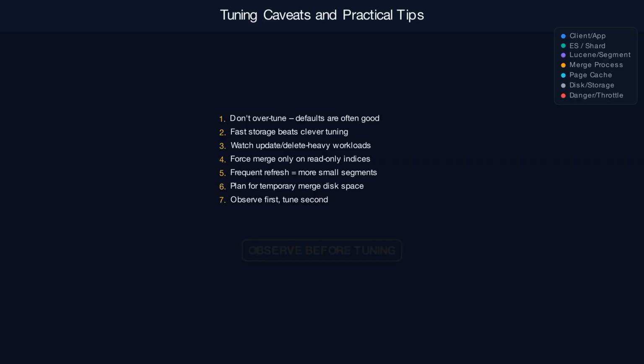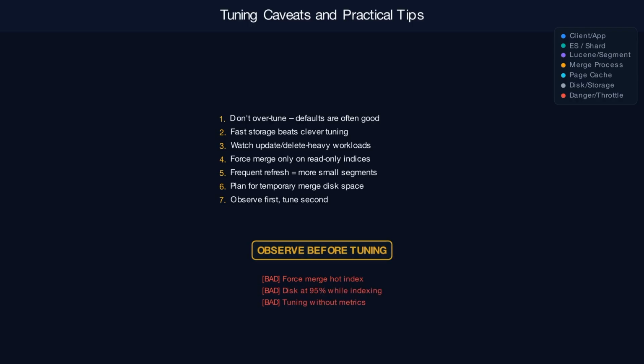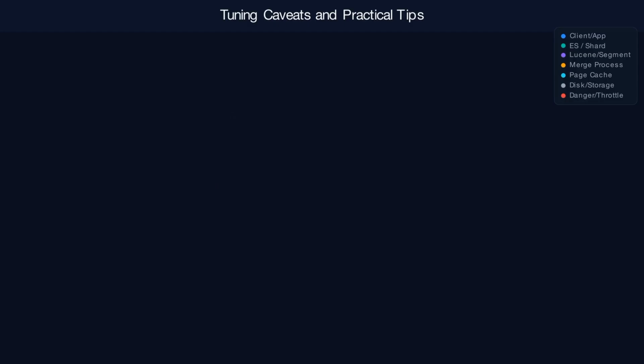Fourth, be careful with force merge automation. Use it mostly on read-only indices. Fifth, very frequent refresh creates more small segments, which may increase merge pressure. Sixth, capacity plan for temporary merge space. Seventh, observe first, tune second. Use segment stats, merge metrics, and disk telemetry together.